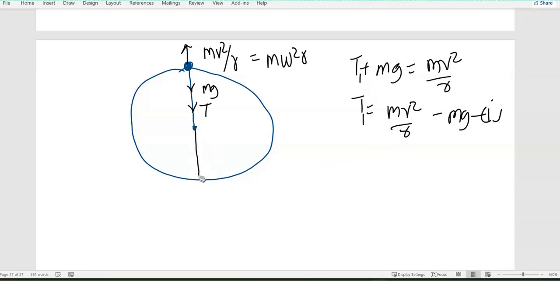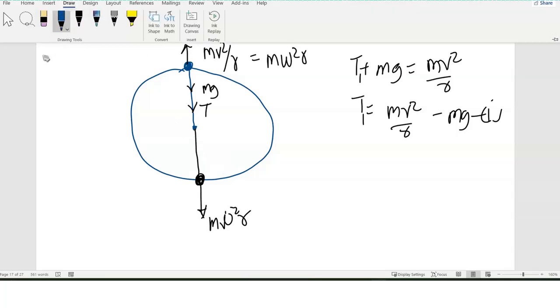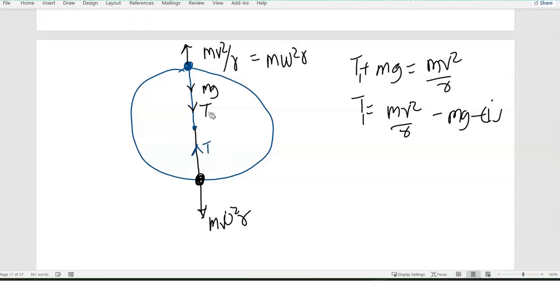Then when the object is here, we have, first of all, mv squared over r or m omega squared r. But remember, we also have the tension. If this is T1, this is T2. And down here, we also have mg. So if I resolve forces vertically, then I will have T2 equivalent to mg plus mv squared over r. So this is equation 2.